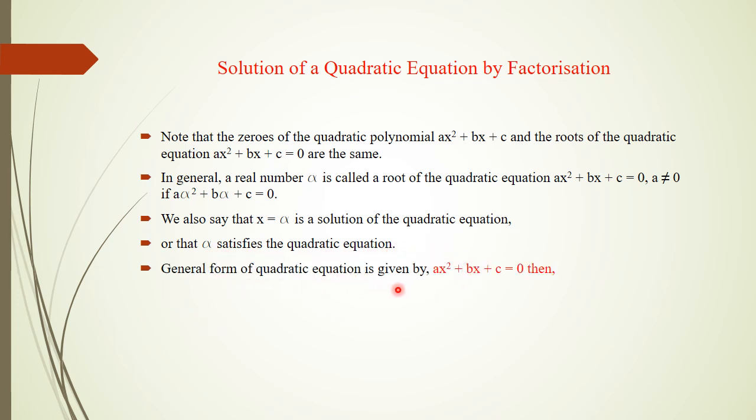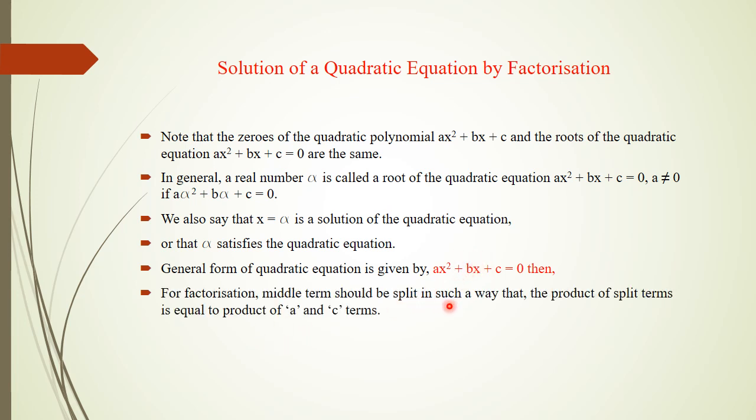General form of quadratic equation is given by ax square plus bx plus c is equal to 0. Then, in order to solve a quadratic equation by factorization method, I need to split this middle term, that is b into x, in such a way that product of the split terms should be equal to product of coefficient of x square and the constant term. That is nothing but product of a into c, or product of a and c should be equal to product of the two split terms which is obtained by splitting this b term here.